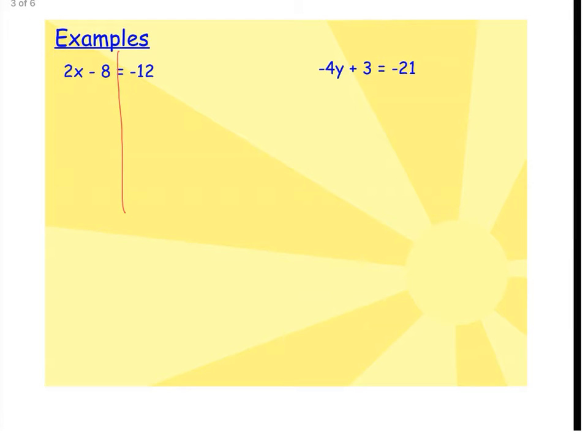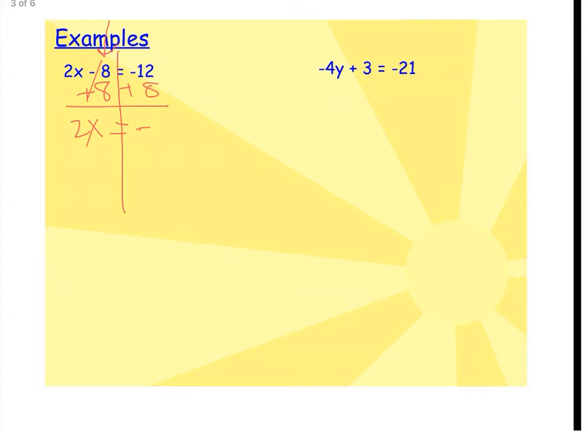So if I'm trying to solve for x, remember we are working PEMDAS backwards. So I need to start with addition or subtraction, and that's going to be this negative 8 right here. Since it's negative, I need to add 8 to both sides. So then I'm left with 2x is equal to negative 4. And, oops, it's a little messy.